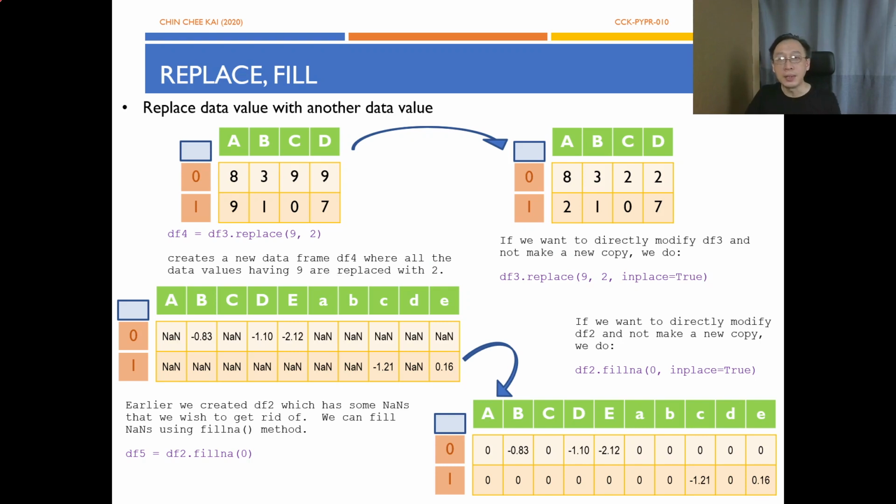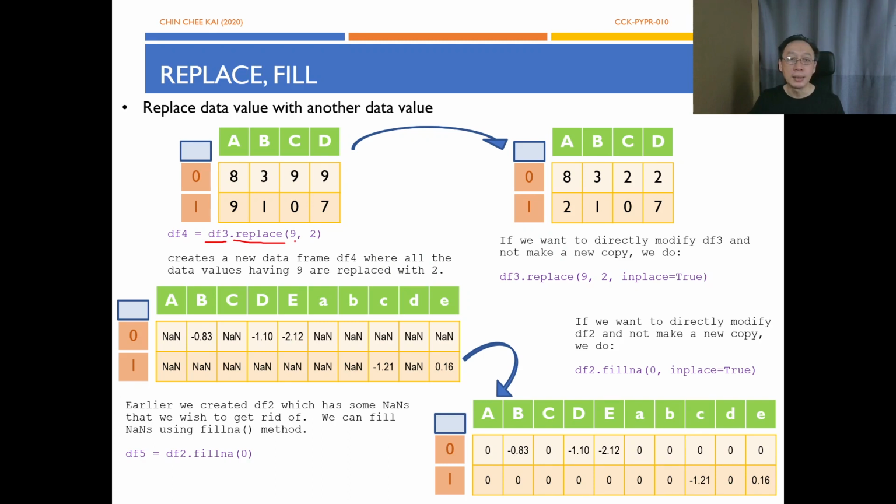Now, the four things that we want to discuss today in this session are the few actions that we find frequent need, and that is to replace, to fill, to append, and to delete rows and columns. So to replace is very simple.